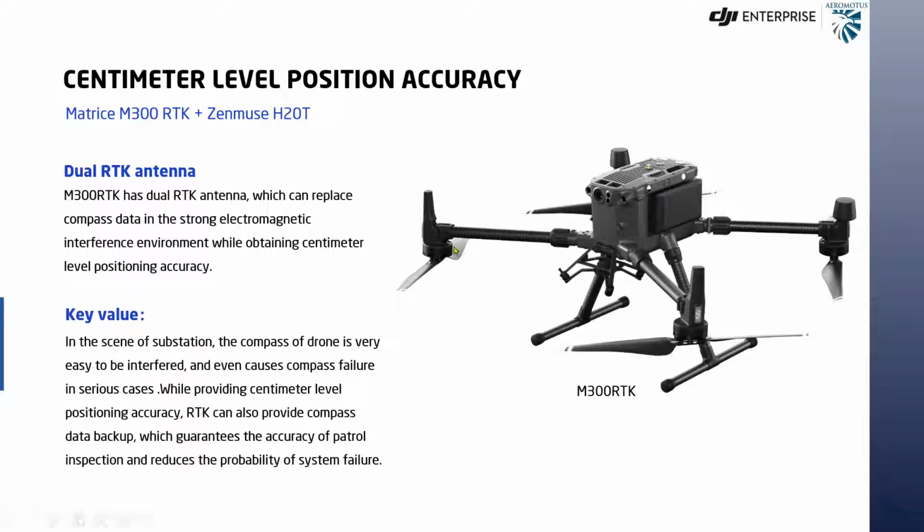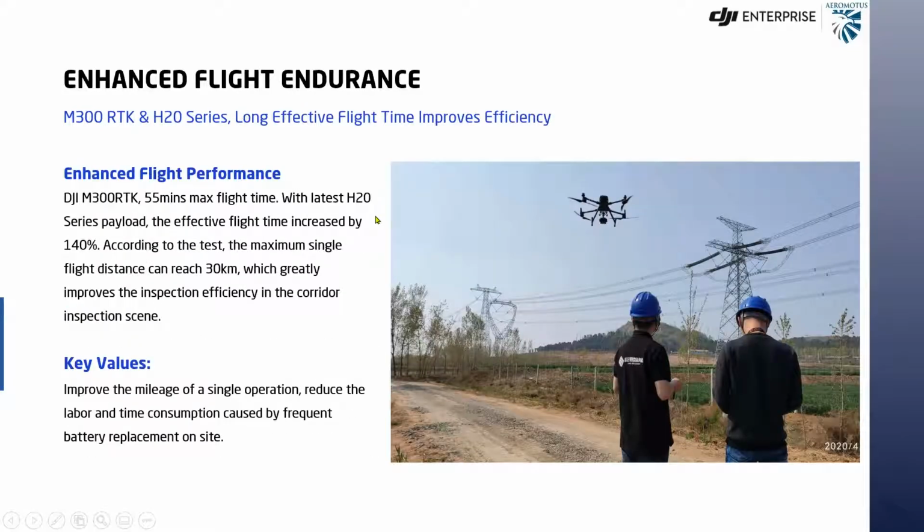RTK: the M300RTK has a built-in dual antenna. It is a dual RTK antenna, which is able to replace the compass data and give you centimeter level positioning accuracy for the images. Enhanced flight performance: it has a 55 minutes flight time on a single battery, so that makes it a very enhanced endurance. It helps you to cover a longer area in a shorter period of time, and reduces the labor and time consumption of frequent battery replacement on site.